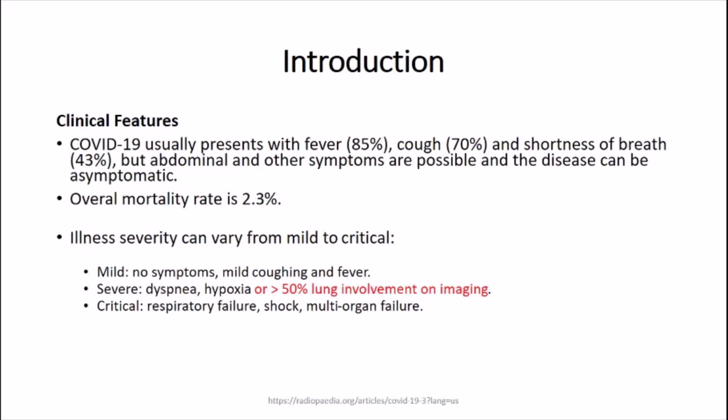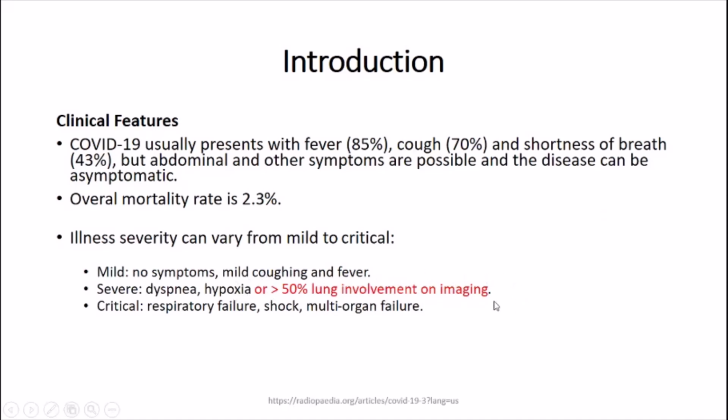The clinical features of COVID-19 are usually fever, cough, and shortness of breath, but sometimes abdominal symptoms and other upper respiratory tract symptoms are possible, and the disease can also be asymptomatic. The overall mortality rate is 2.3%. Illness severity can vary from mild to critical. Mild disease will have no symptoms, mild coughing or just fever. Severe disease will have dyspnea, hypoxia, or more than 50% lung involvement on imaging.